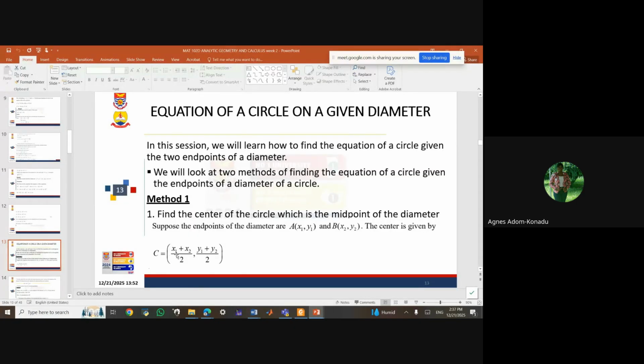So you know that the midpoint is (x1 plus x2) divided by 2.